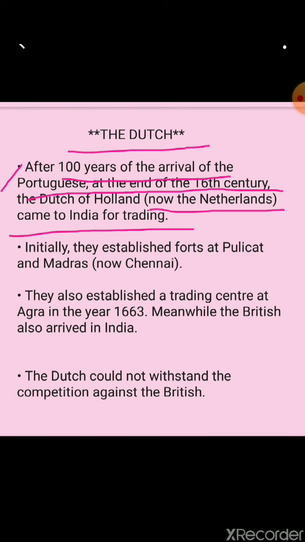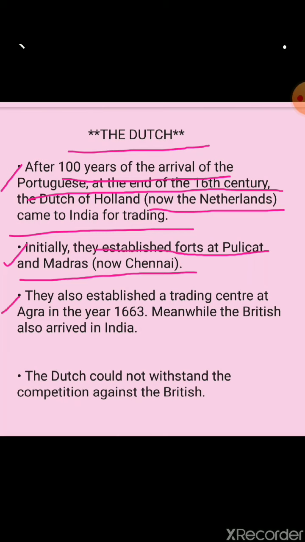What they are saying is that after 100 years of the arrival of the Portuguese, at the end of the 16th century, the Dutch of Holland, now called the Netherlands, came to India for trade. Next, initially they established forts at Pulicat and Madras. Now these two places are in Chennai. So when these people came to India, they established their trade forts at Pulicat and Madras, now known as Chennai.